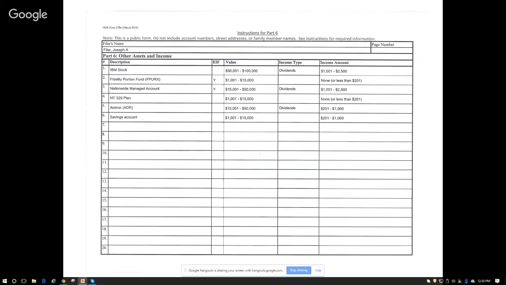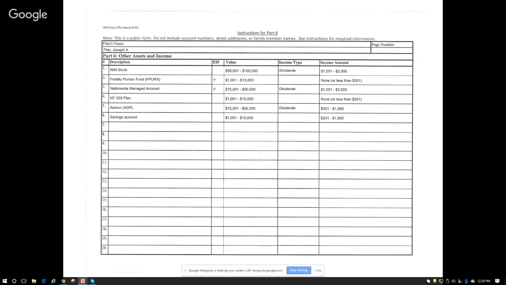Okay, item 6 is a savings account. Obviously, it would not be an EIF. I'm assuming it's a cash account. It has a value. It does not have an income type, but we would assume that the income would be interest. We would check that with the filer, and we do have an income amount.